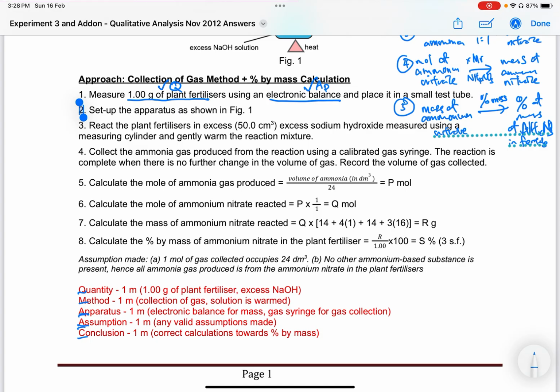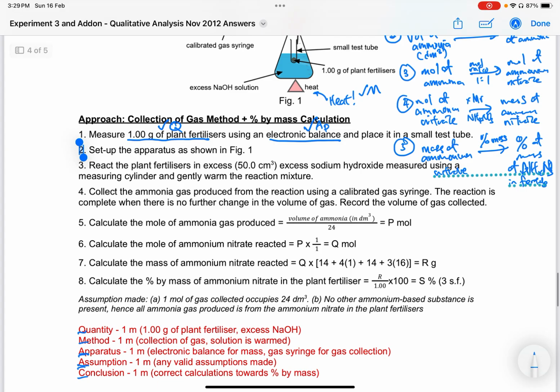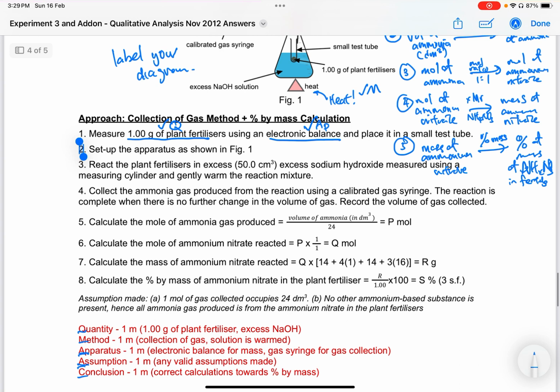As I set out the figure as shown over here, do take note, I'm looking out for the heating here. The heat here will form part of the method marks. Okay, the method of how you go about doing it. So set up apparatus as shown, what you see here. Make sure you label your diagram. Don't just draw. Next, step 3, react the plant fertilizer.